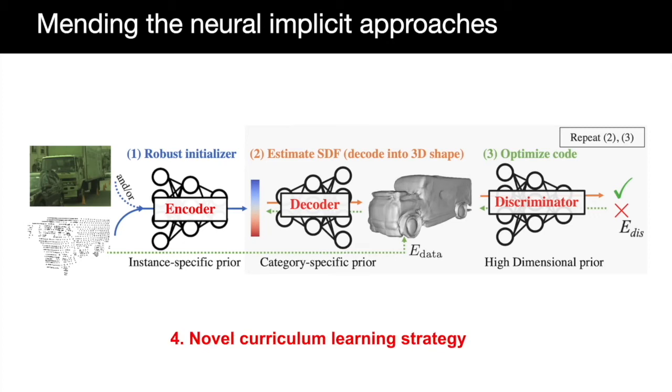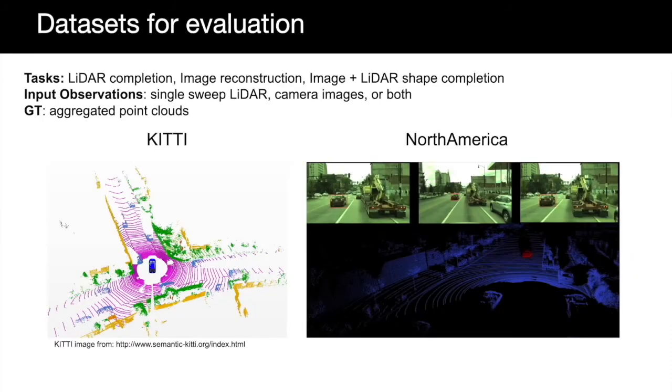Finally, we introduce a curriculum learning strategy to train the entire shape reconstruction framework, enabling us to effectively learn multiple shape priors. This allows our model to generalize to unseen real-world data in the wild. We now show evaluation results on two shape completion datasets, KITTI and North America. We perform either LiDAR completion, image reconstruction, or image plus LiDAR shape completion, and use the bounding box aggregated point cloud as ground truth.